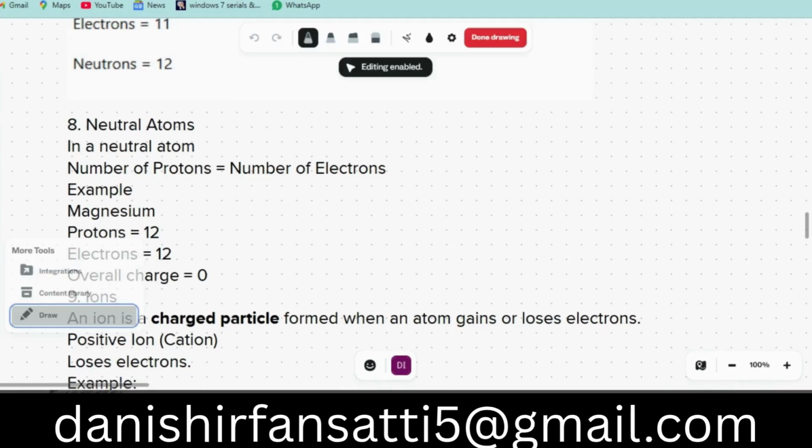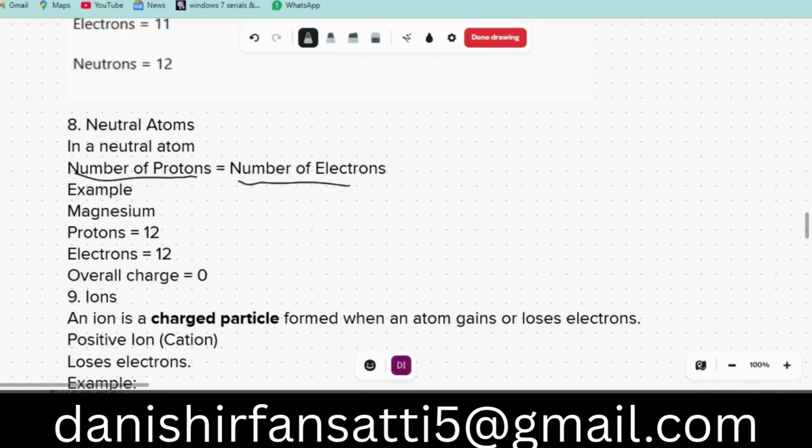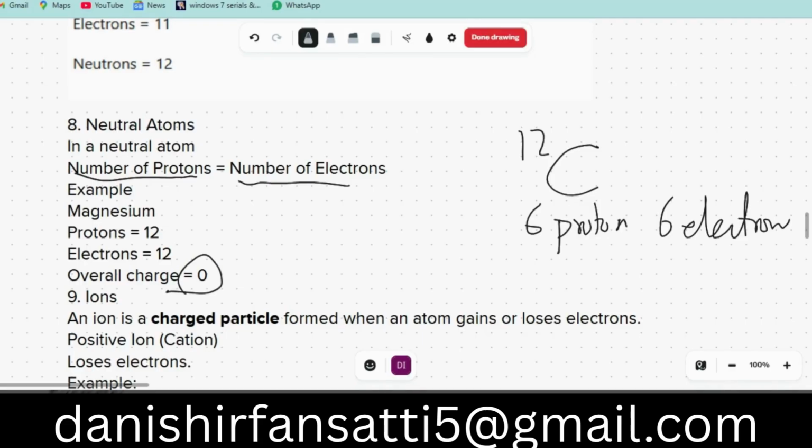Okay, so if they are equal, that atom is neutral. For example, carbon 6 and 12. So it has 6 protons and 6 electrons. So it is a neutral atom. So the overall charge is 0. Proton is positive charge, so it has 12 plus and 12 minus, so they will cancel out each other.